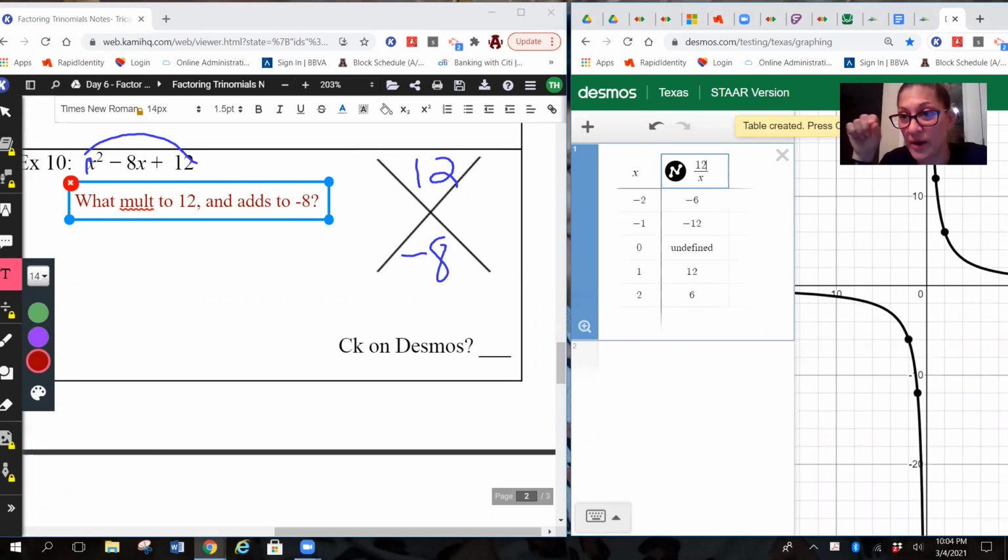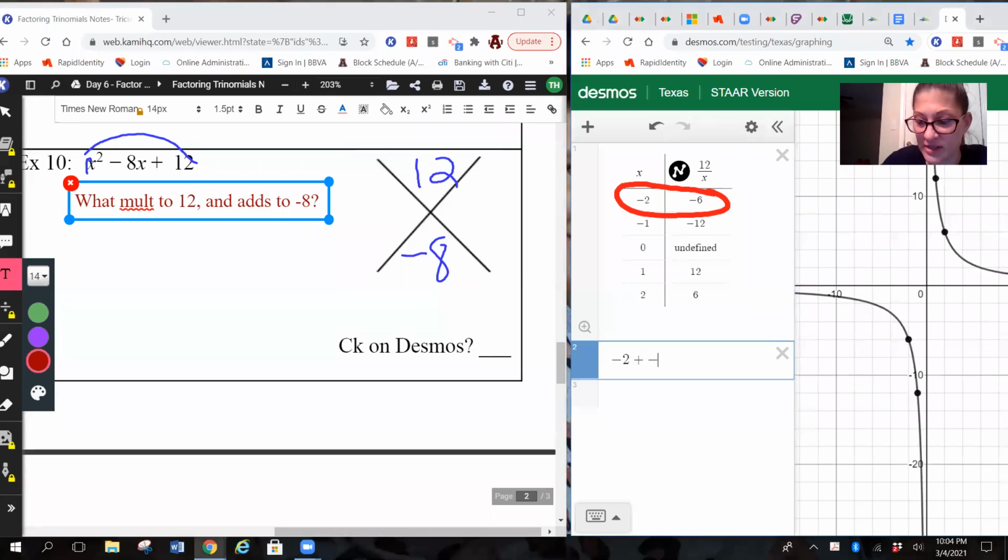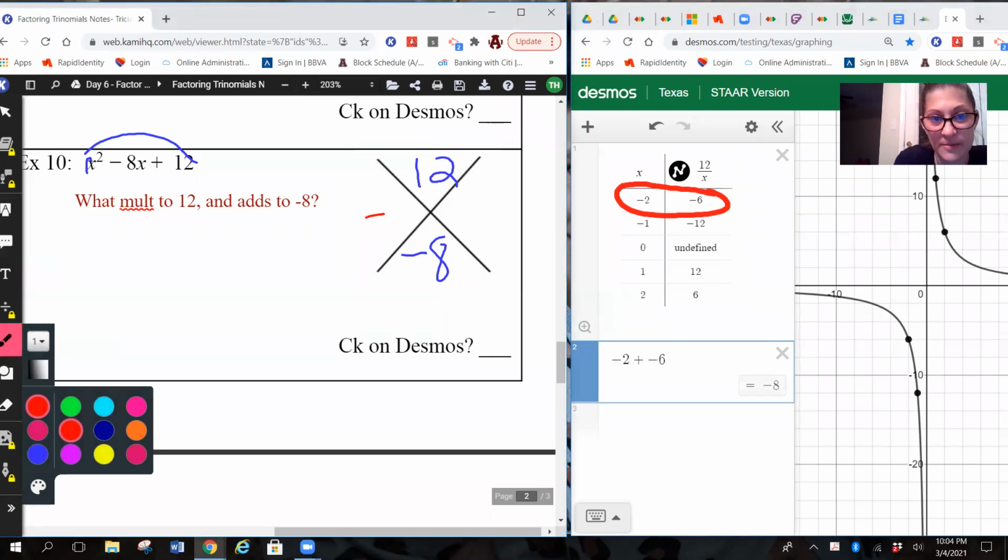We're looking for two numbers that add to negative 8. So down at the bottom of this table, 1 and 12, 2 and 6, those are all positives. So we'll never get a negative answer with positive numbers. So we need to go the other way. And I want to say I see it right here. Negative 2 plus negative 4, or excuse me, negative 6 does make negative 8. So we have found our answers, negative 2 and negative 6, and you put them back in the parentheses with the x's.